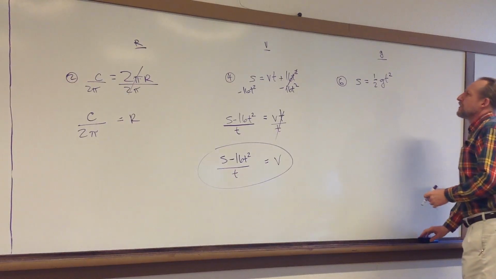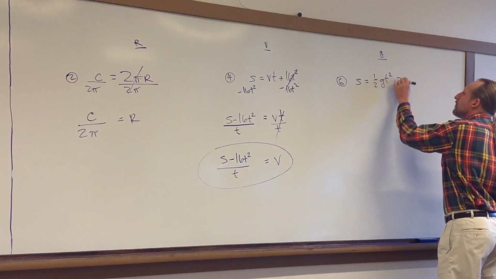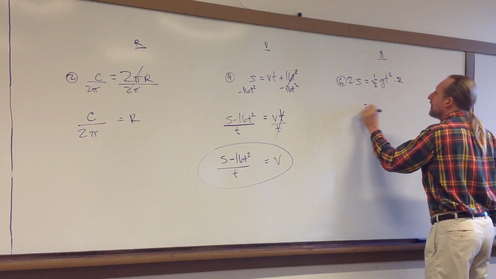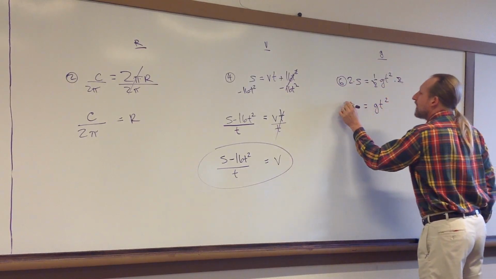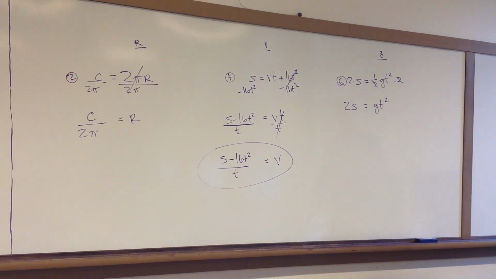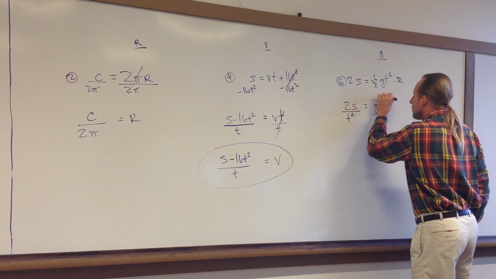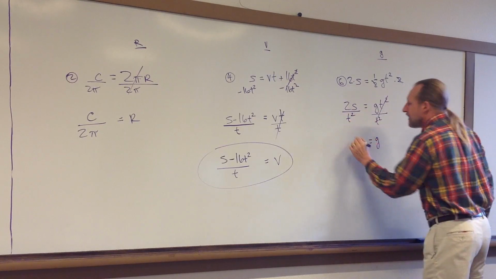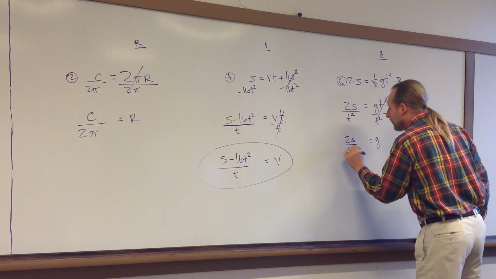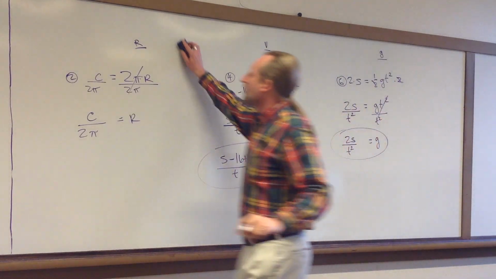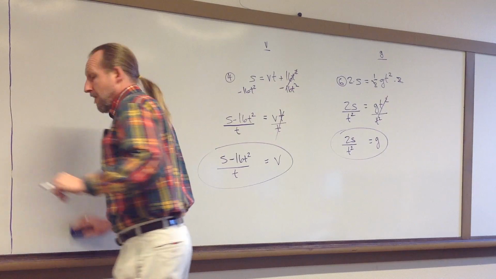So really what we want to do in this scenario is to multiply on both sides by 2. That'll cancel out that 1/2, and we'll have gt squared equals 2s, and then we can just divide on both sides by t squared. And that'll give us g equals 2s over t squared, and there we go.